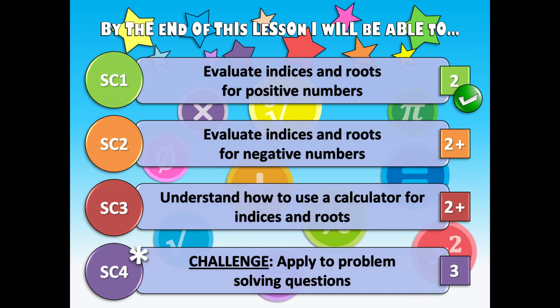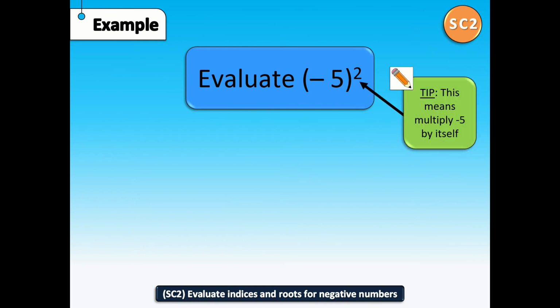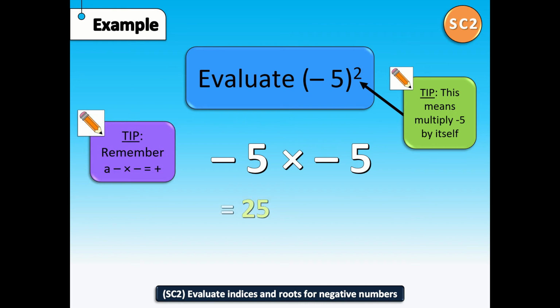So now we've completed success criteria 1, so now we're going to move on to number 2, and this is to evaluate indices and roots for negative numbers. So if we want to work out minus 5 squared, now remember squared means times by itself, so we do minus 5 times minus 5. When we multiply two negative numbers together, they make a positive answer. So our answer is positive 25.